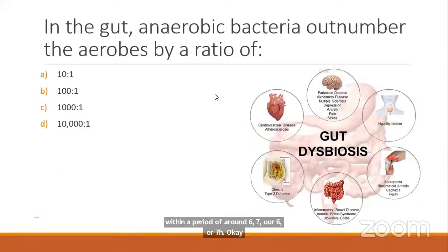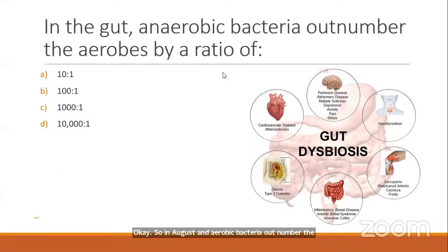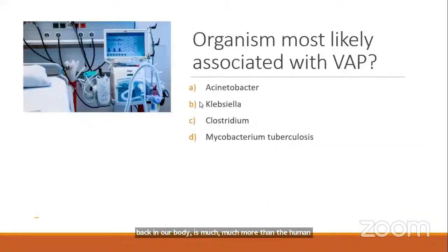Okay. In the gut, anaerobic bacteria outnumber the aerobes by what proportion? Any idea? Yes, it is 1,000 times more. Always remember, we are actually a moving population of bacteria. The number of bacteria residing in our body is much, much more than the human cells indeed. Okay. Organism most likely associated with ventilator associated pneumonia?